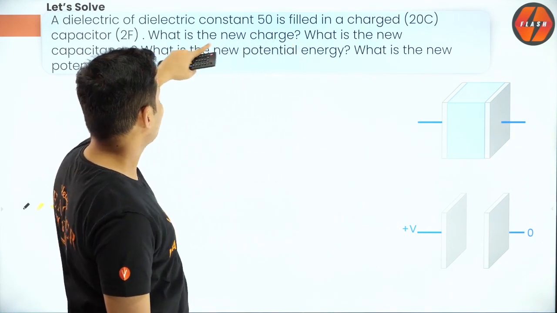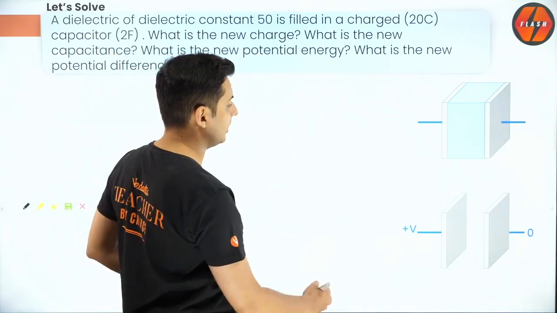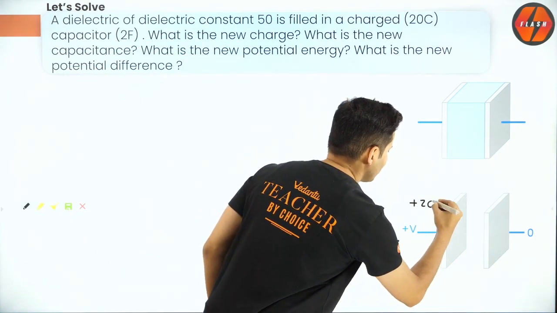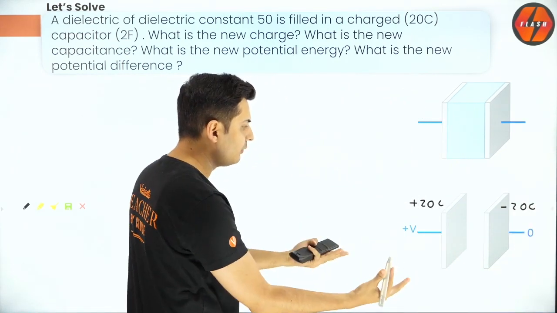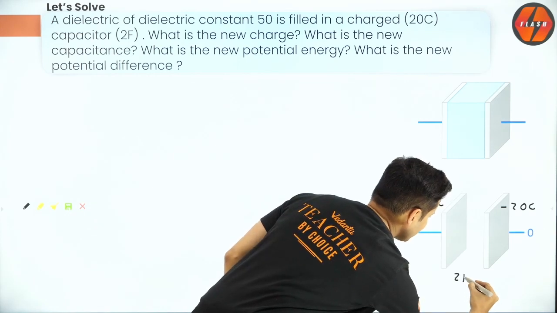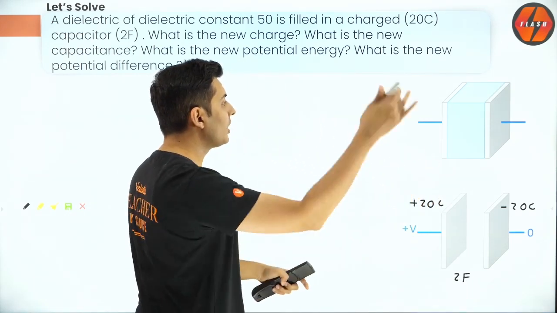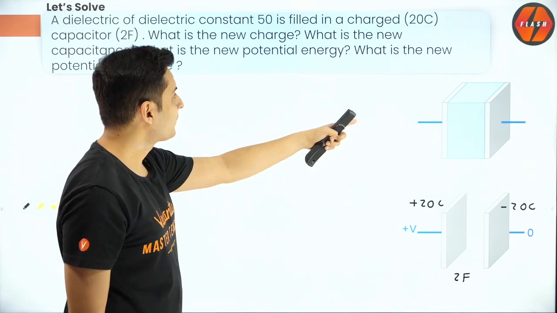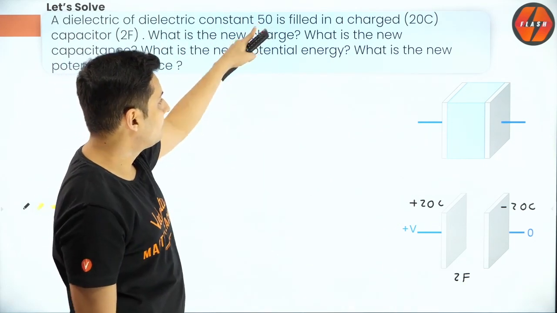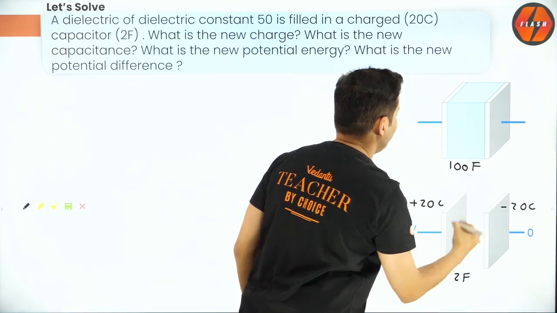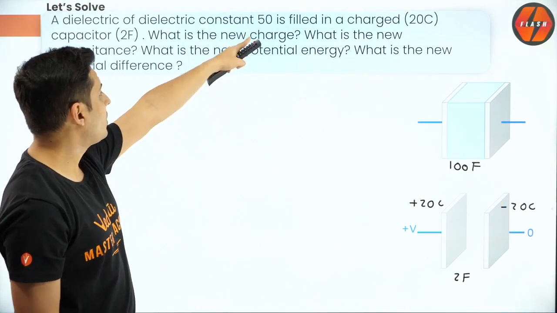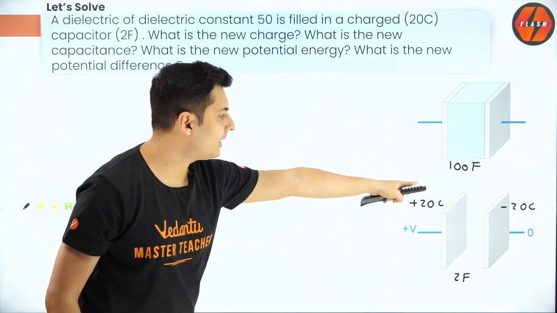There is a capacitor which is charged to 20 coulombs. So same charge as before, 20 coulombs and minus 20 coulombs. This was before. Understand the capacitance is 2 farad. Now you put a new slab over there of constant 50. So the new capacitance obviously is going to be 100 farad. 50 times 2 is going to be 100 farad.